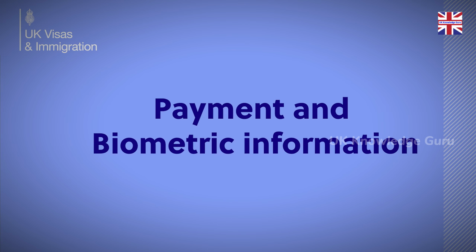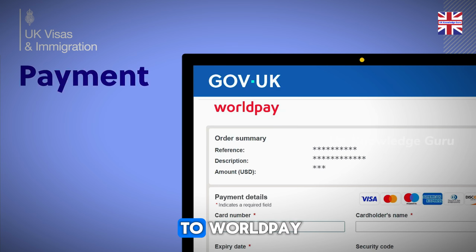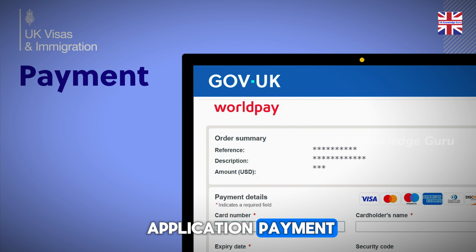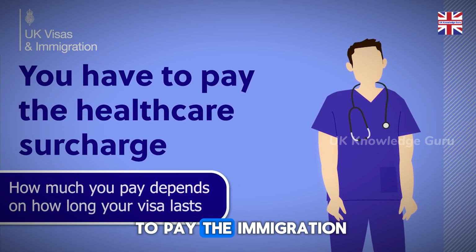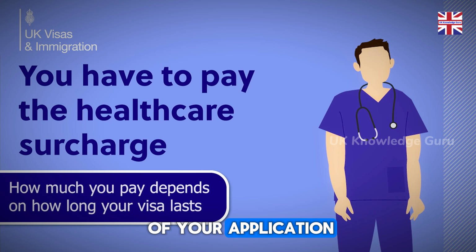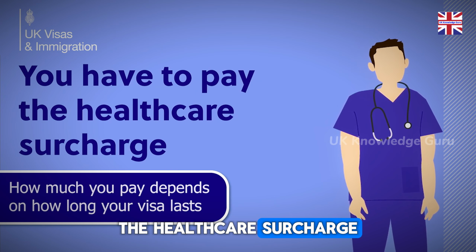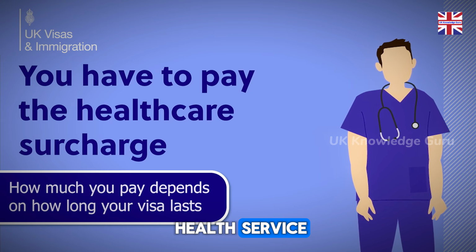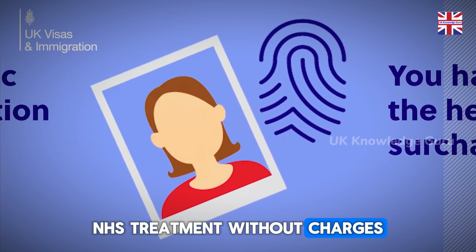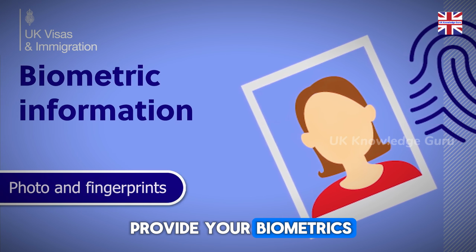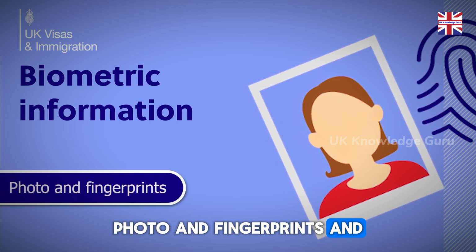Payment and biometric information. You will be directed to WorldPay to make your visa application payment. You will be required to pay the immigration health surcharge as part of your application if you are staying in the UK for more than 6 months. The healthcare surcharge gives access to National Health Service (NHS) treatment without charges. You will need to provide your biometrics, photo and fingerprints, and your documents.